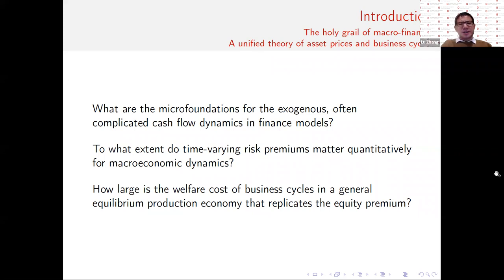Finally, the last question is, how large is the welfare cost of business cycles in a general equilibrium production economy that replicates the equity premium? If the welfare cost is tiny, 0.005%, as reported by Lucas's classic calculation in his 1987 book, you would argue that there's really not much need to smooth or manage economic movements, economic volatilities, or business cycles for that matter. The countercyclical government policies don't really matter. So what is the need if the welfare cost is so small? We're going to estimate much larger welfare costs, orders of magnitude larger than what Lucas's estimate implies.